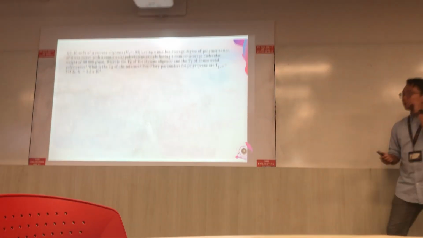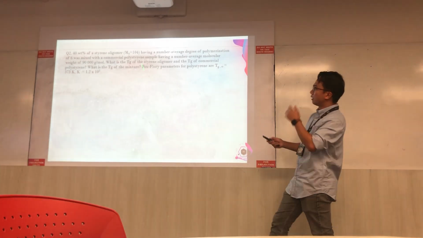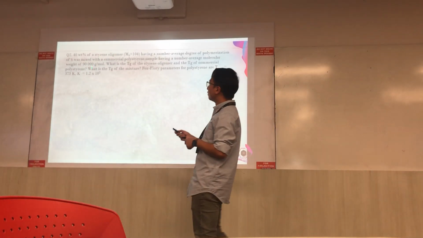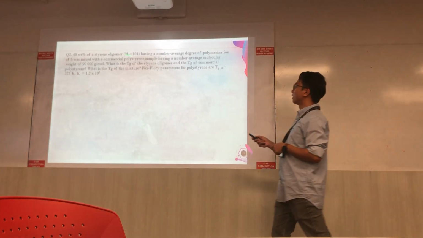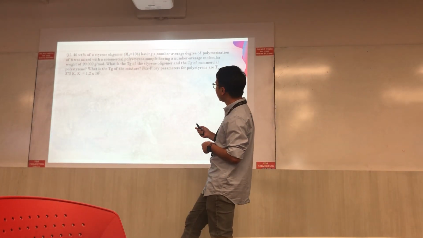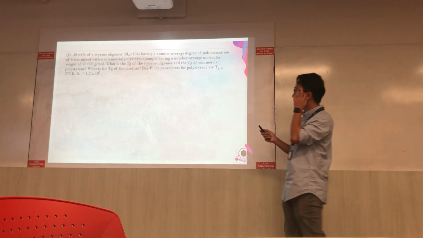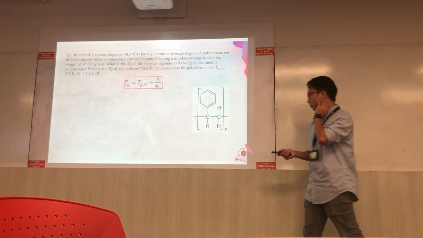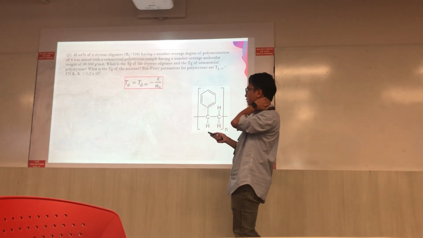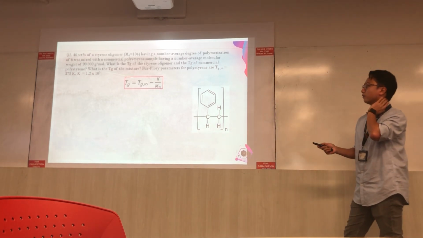Okay, so for question 2, you are given styrene oligomer with 40%. You have the Mn. You mix with another polystyrene. You have another Mn. So what is the Tg of the whole system? Here, this is how you find your Tg. I think it's from your lecture notes. This is a formula that we were given.